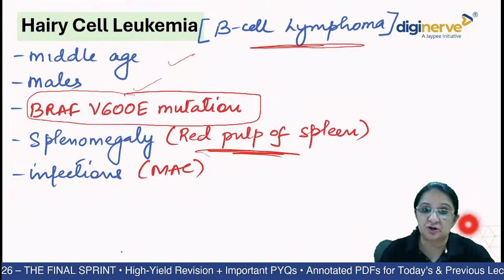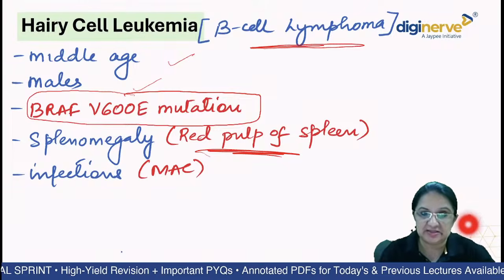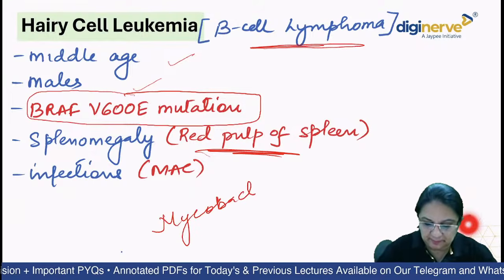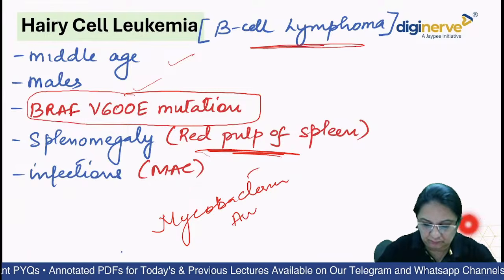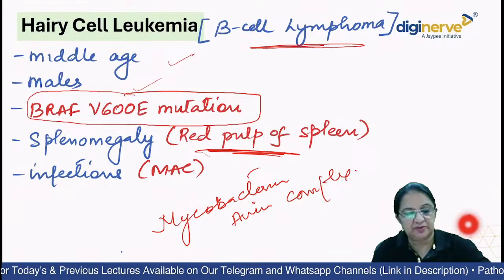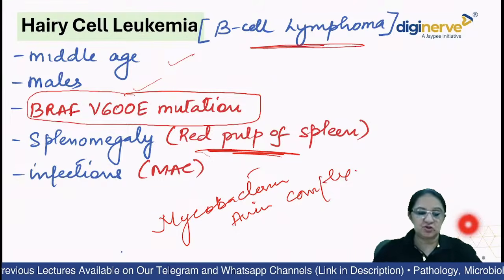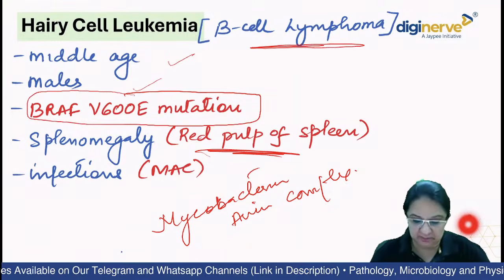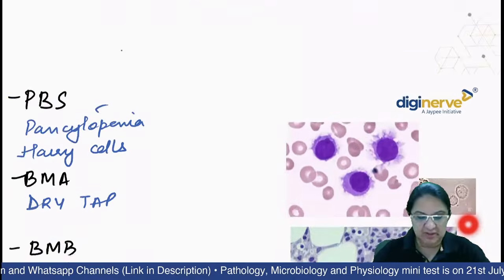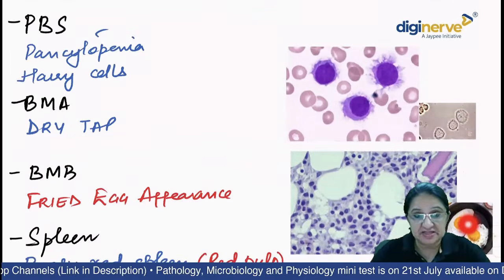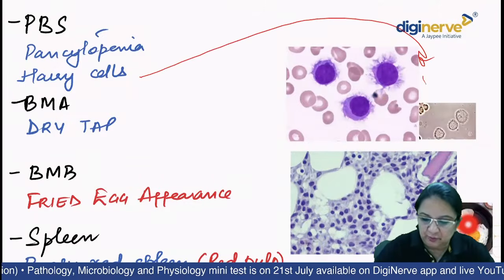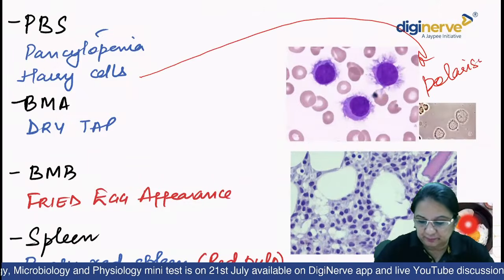And here the most common infection associated with hairy cell leukemia is Mycobacterium avium complex. So you can be asked a question, which infection is most commonly associated with hairy cell leukemia? It is your MAC, Mycobacterium avium complex infection. Patients will present with pancytopenia and hairy cells, which you can easily see under a phase contrast microscope.